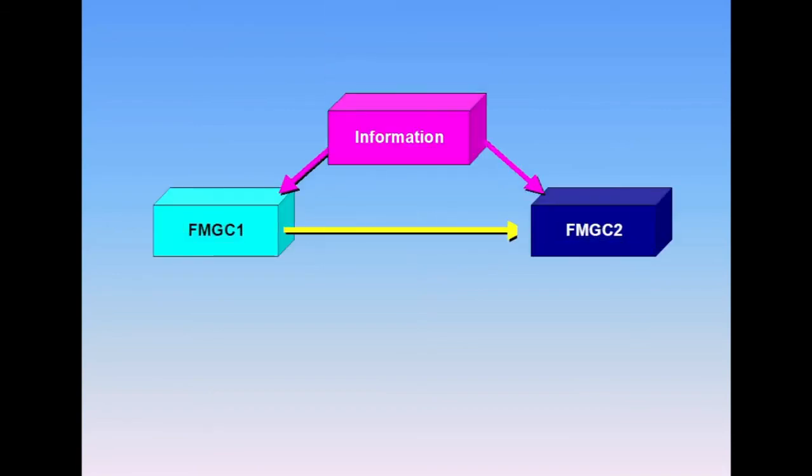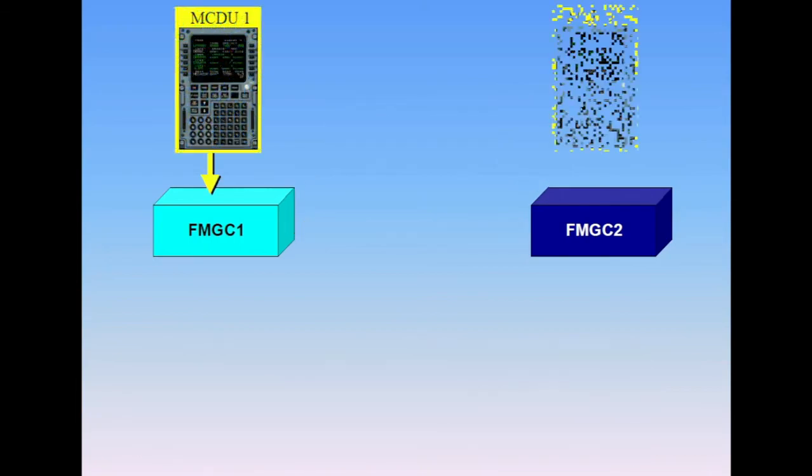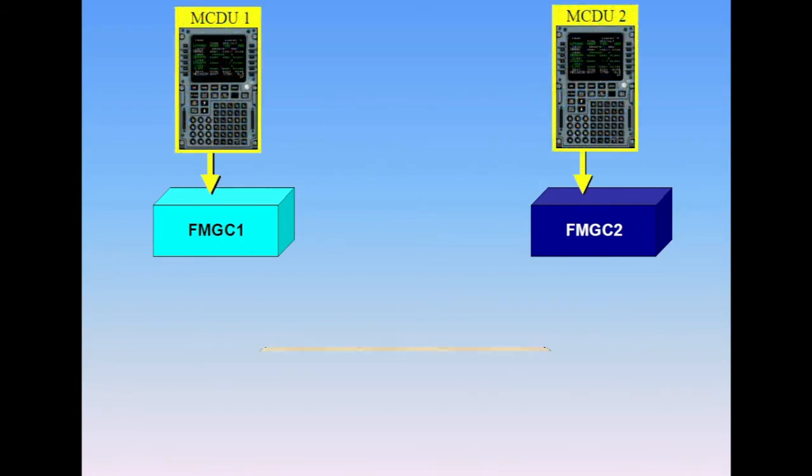So far, we have grouped the two FMGCs together for our basic system description. Now let's look at the actual layout. As a general rule, the two FMGCs have access to the same information sources and exchange information. Each FMGC is linked to its own MCDU. In addition, both FMGCs are linked together by a crosstalk bus. In this way, information from either FMGC is immediately shared with the other FMGC.